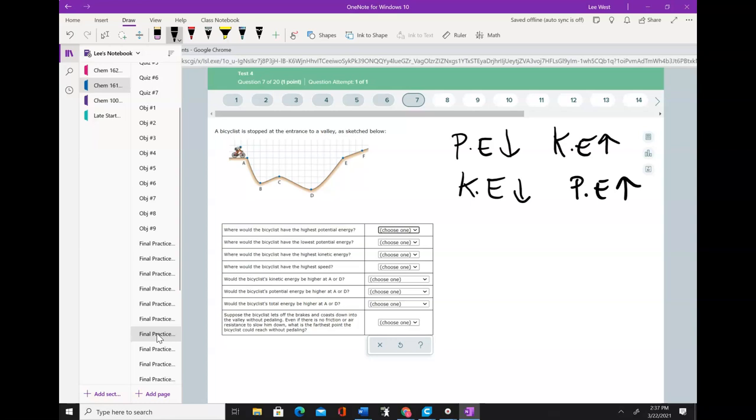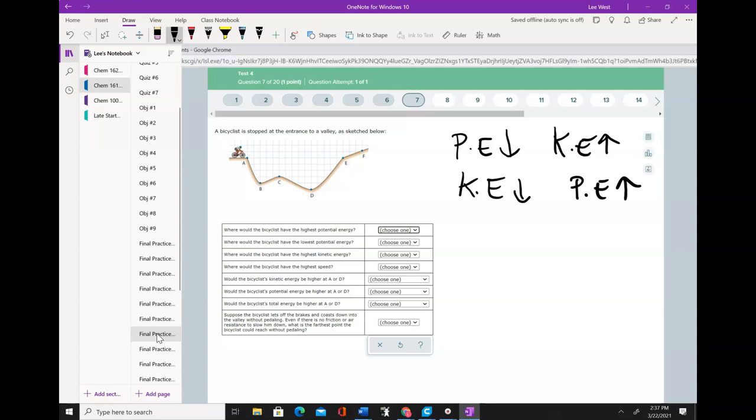So the cyclist is stopped at the entrance to a valley, and so they have 0 kinetic energy, but they are above the floor of the valley, so they have some potential energy. In fact, that potential energy is all they have. They have 100% potential energy at point A and 0% kinetic energy, all right? So it says, where would the cyclist have the highest potential energy?